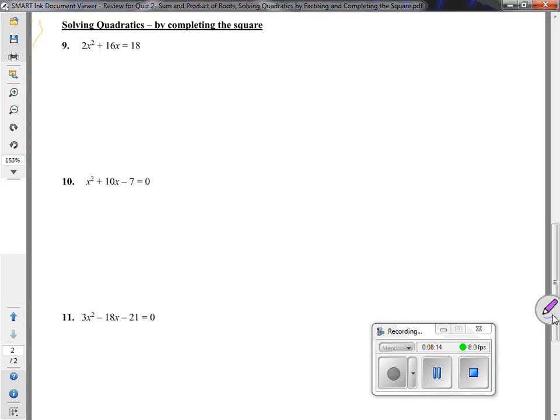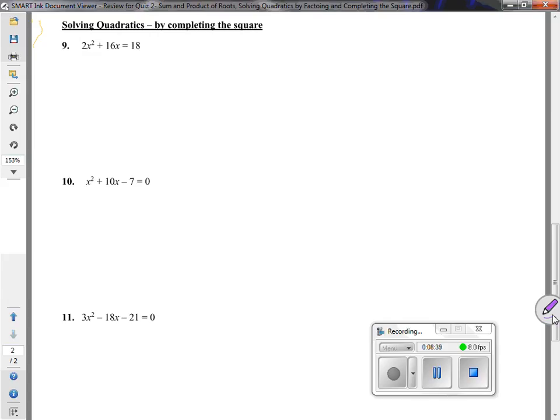Now we're completing the square. You have to, because it always shows up on the regents. Every single bit. 2x squared plus 16x equals 18. You do not have to set completing the square equal to 0. You can if you want to, but it's just going to be an extra step.